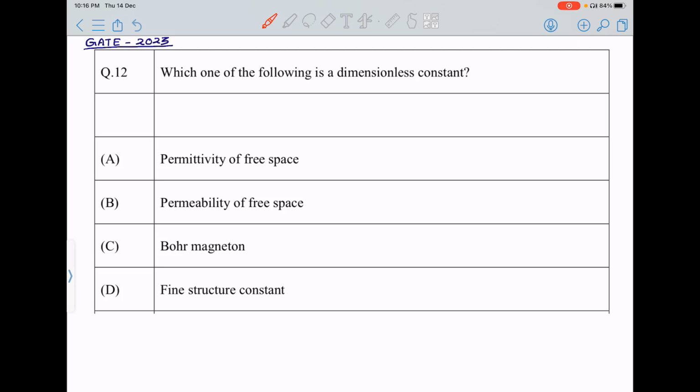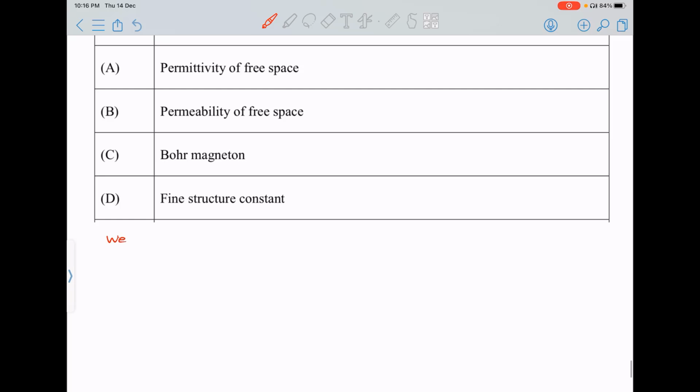So the first thing is permittivity of free space. Now, we know that Coulomb's law in electrostatics states that the magnitude of F, the force between two charged particles, is 1 upon 4 pi epsilon naught Q1 Q2 by R square, where epsilon naught is the permittivity of free space.